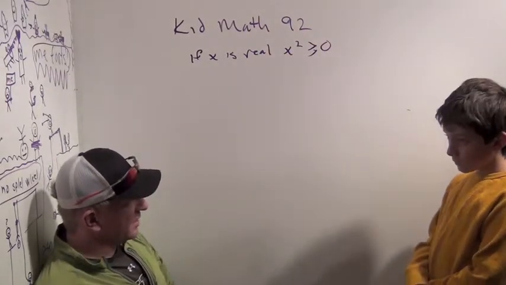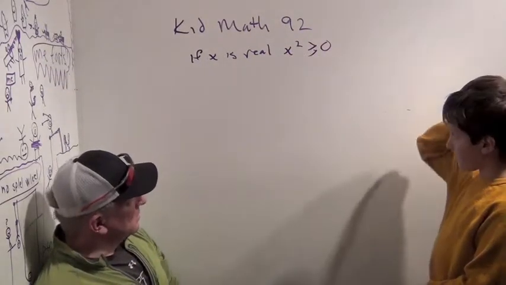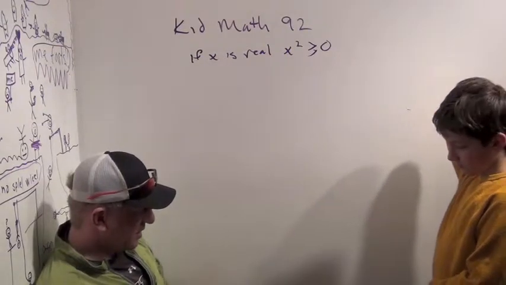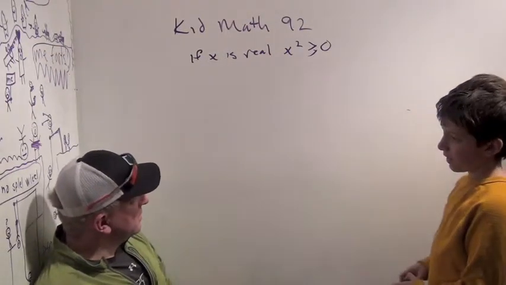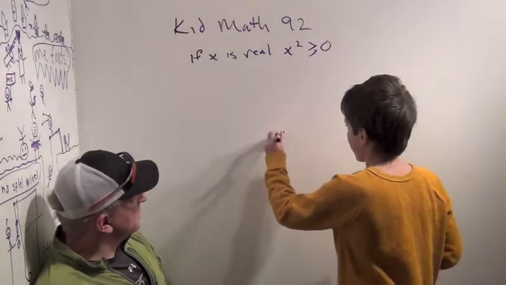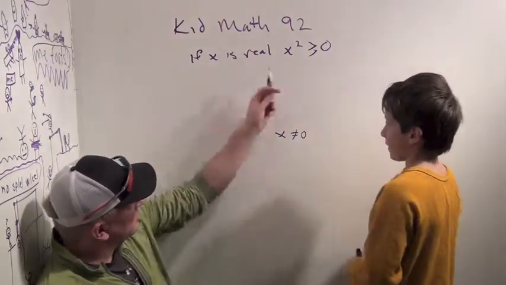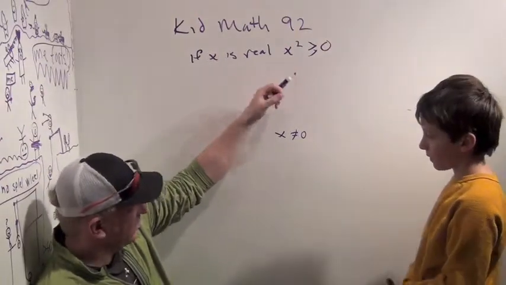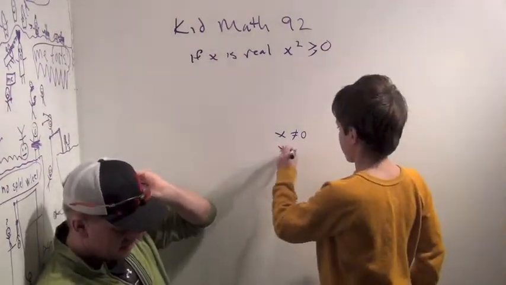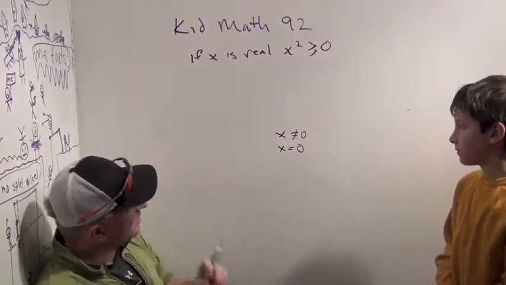Okay, now it seems like a pretty simple statement, right? Yeah, and it is true. When is it greater than 0? When x is not equal to 0. When x is not equal to 0, x squared is always greater than 0. And when is it equal to 0? When x equals 0. Okay, awesome.